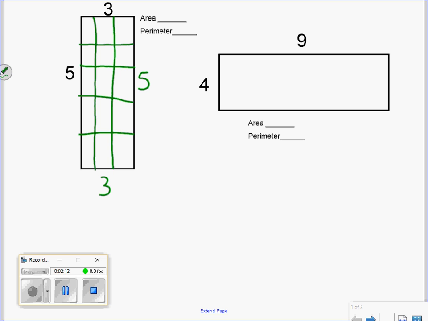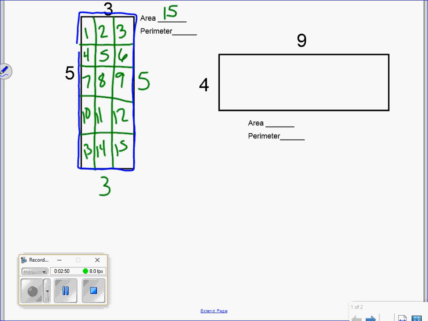Now the area is the measurement of the inside of the shape. So I'm going to count the inside boxes. So there's 3, 4, 5, 6, 7, 8, 9, 10, 11, 12, 13, 14, 15. My area then would be 15 because I was able to draw 15 boxes inside of that. Now, to find the perimeter, I'm going to count the outside edges of these boxes. So 1, 2, 3, 4, 5, 6, 7, 8, 9, 10, 11, 12, 13, 14, 15, 16. The perimeter would be 16.